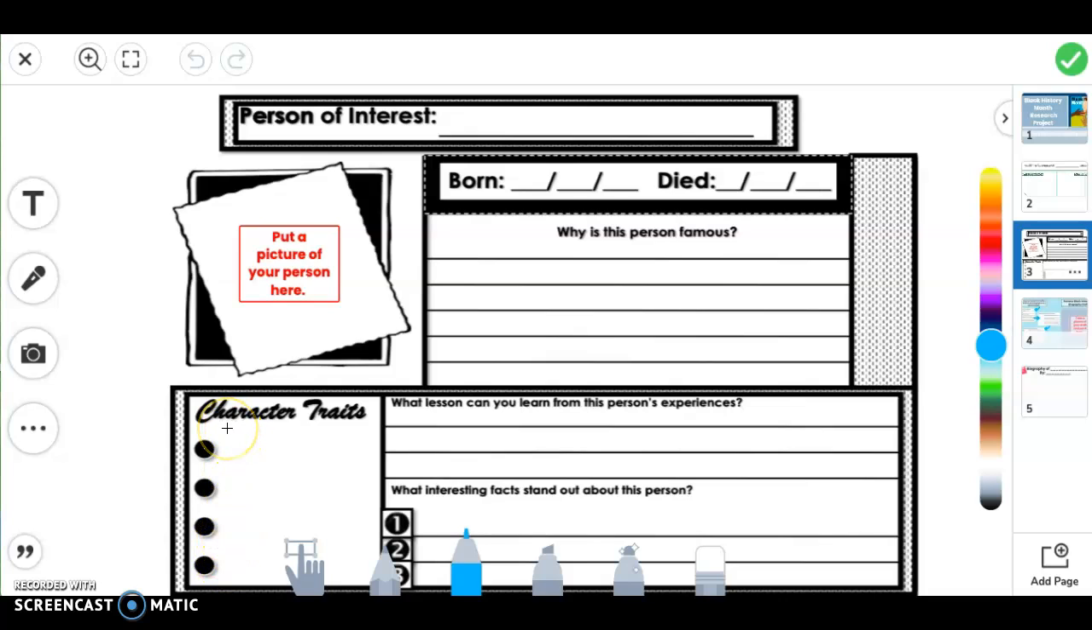Remember, character traits describe people or characters in a story. So your character traits are going to be important characteristics that this person has. Were they brave? Were they strong? Were they outspoken? Were they shy? Tell me about this person. Then you're going to put a picture of your person here. You can find that picture within an Epic book or collection. You can find it on Google with your teacher's help as well.